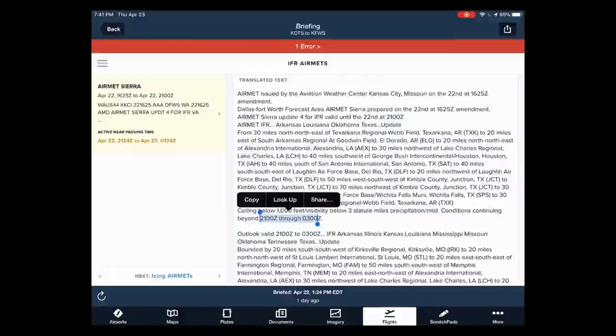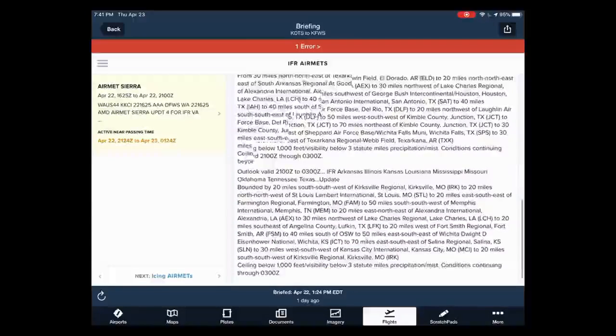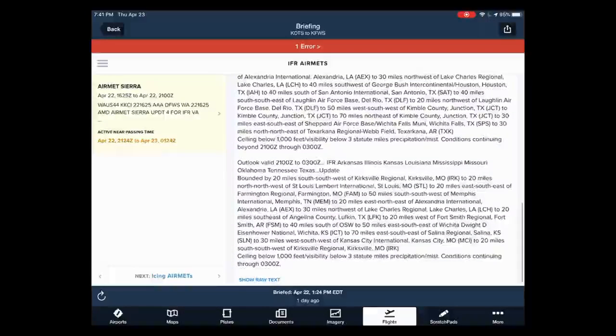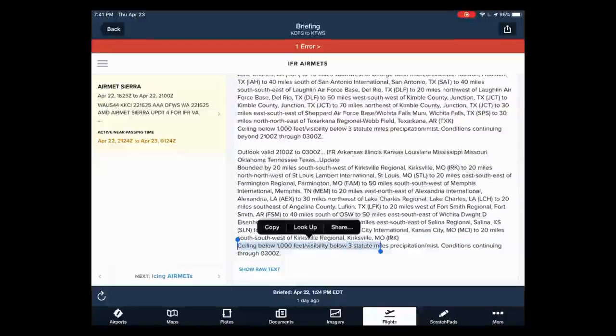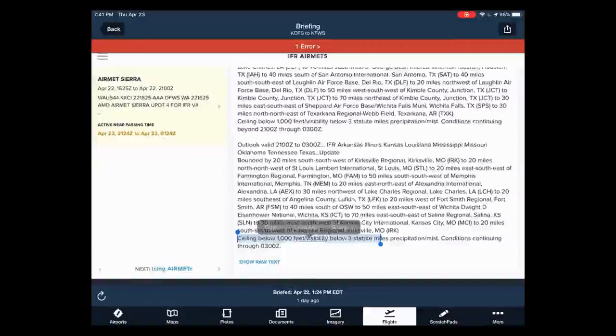So in conjunction, they also give us an outlook. Just to save time, of course, an outlook is moving outside of the time frame for the AIRMET Sierra. And guess what? Same thing. Ceiling below 1,000 feet, visibility below 3 statute miles, precipitation and mist. Conditions continuing beyond through 0300 Zulu, I should say.